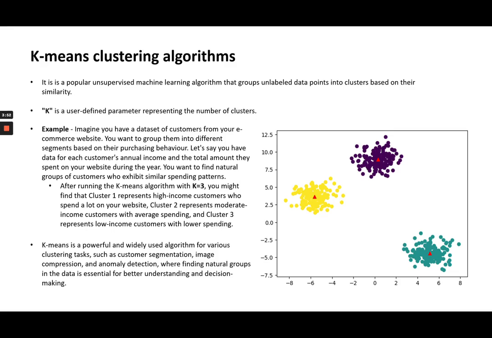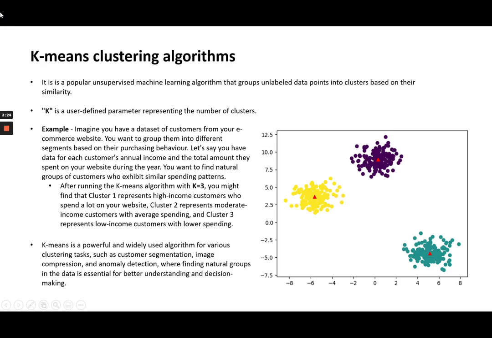So let me take an example. Imagine that you have a data set of customers from your e-commerce website. Now on this e-commerce website, there are different set of users who have different purchasing pattern. Some of the users have higher pattern of purchase. They are able to spend a lot. They are able to spend on luxury items as well. Then there are some mid spenders who spend on a mid side, and then some low income group as well.